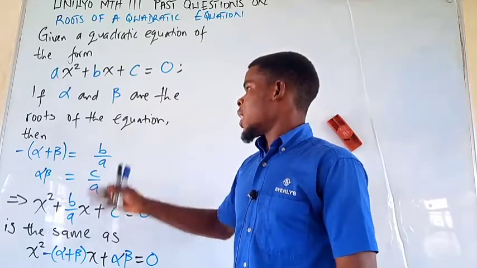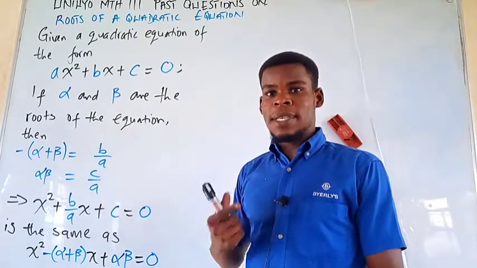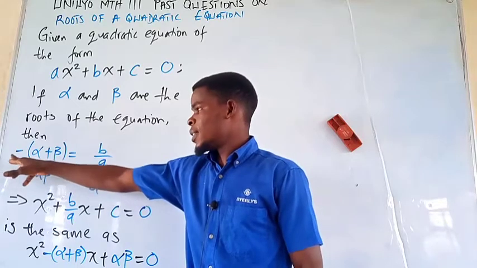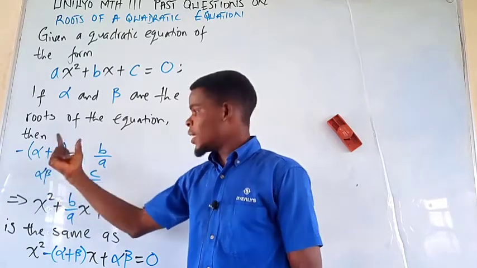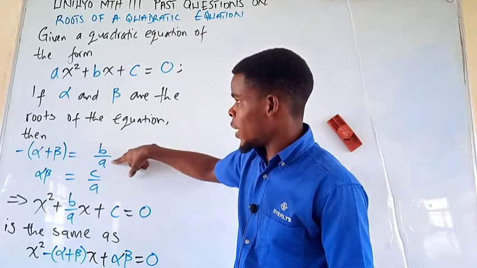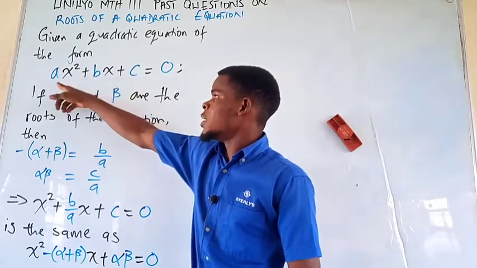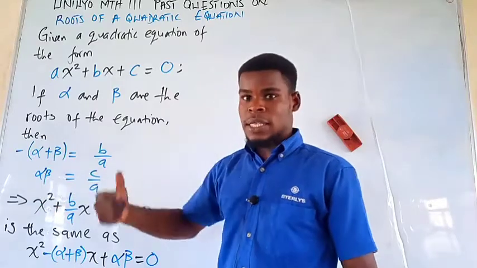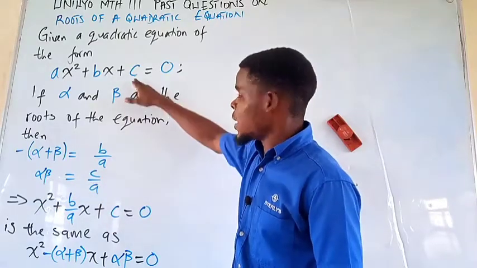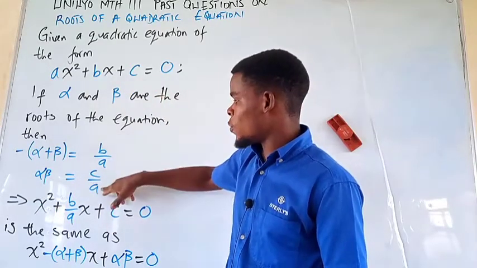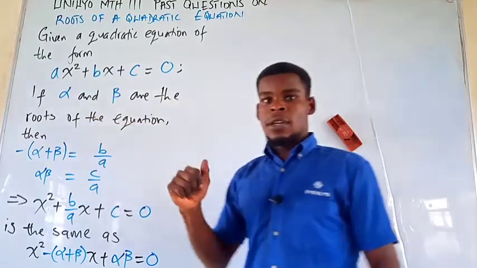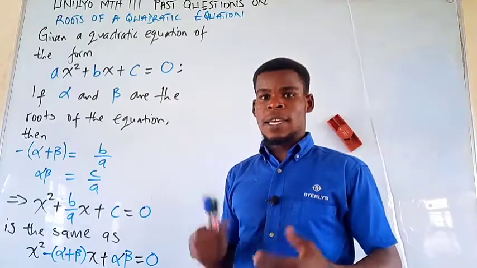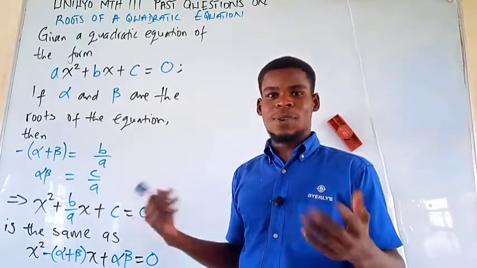So if alpha and beta are the roots of the equation, it means that if you add them together and take the negative of their sum, it gives you b over a, the coefficient of x divided by the coefficient of x squared. And if you multiply the two roots together, you have the constant term c divided by the coefficient of x squared.